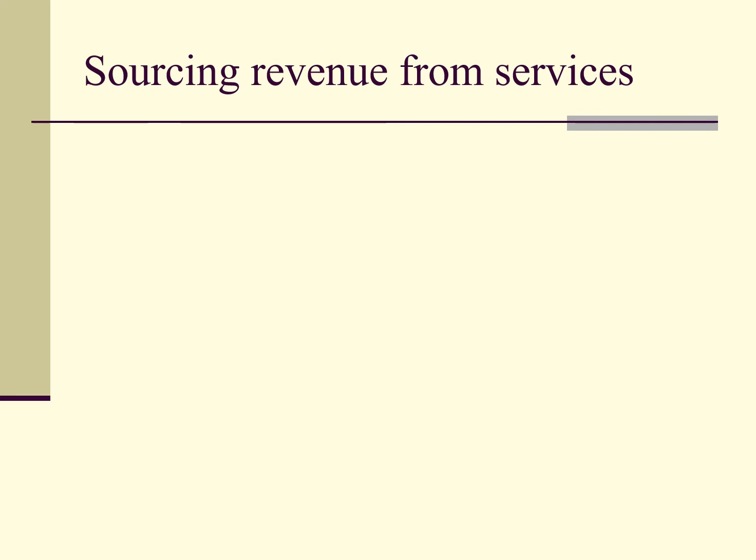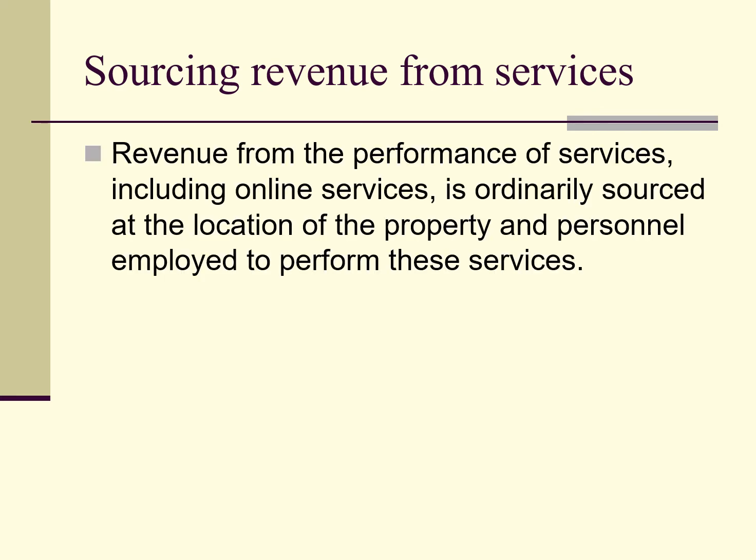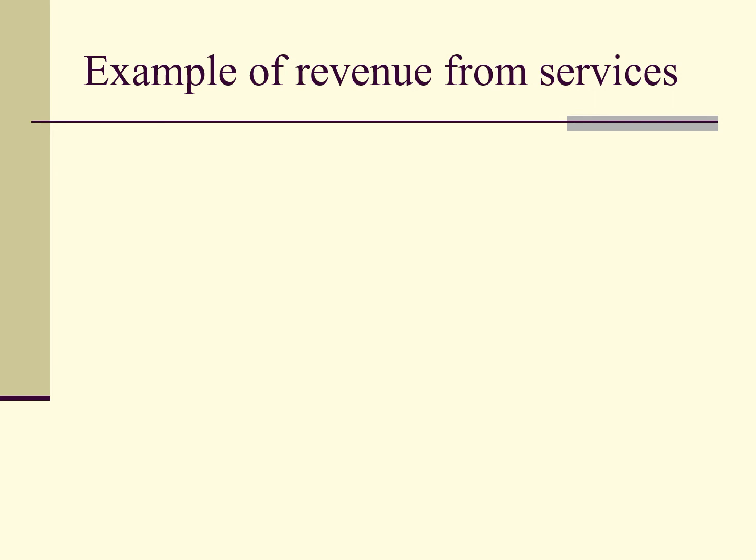Now we turn to the sourcing of income from the performance of services. Revenue from the performance of services, including online services, is ordinarily sourced at the location of the property and personnel employed to provide and perform these services. Here's an example of the sourcing of services.